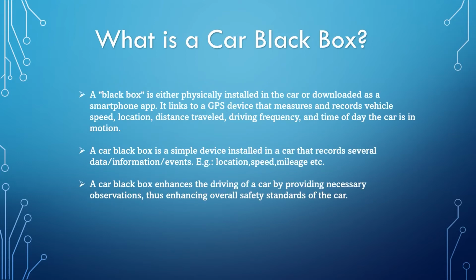What is a car black box? A car black box is a simple device installed in a car that records several data, information, or events. Example, location, speed, mileage, etc. A car black box enhances the driving of a car by providing necessary observations, thus enhancing overall safety standards of the car.